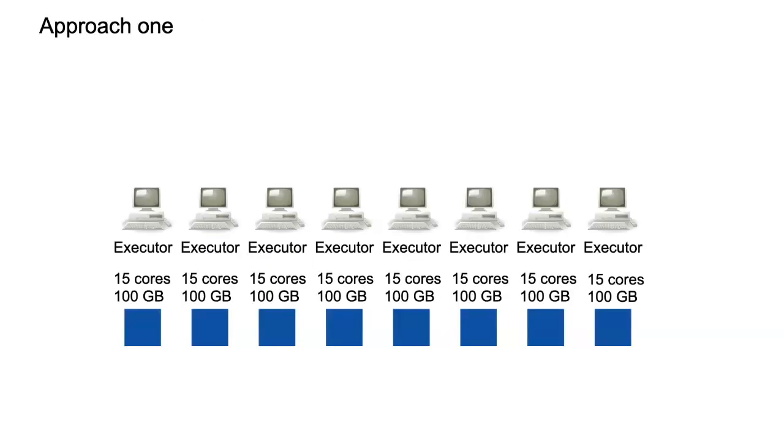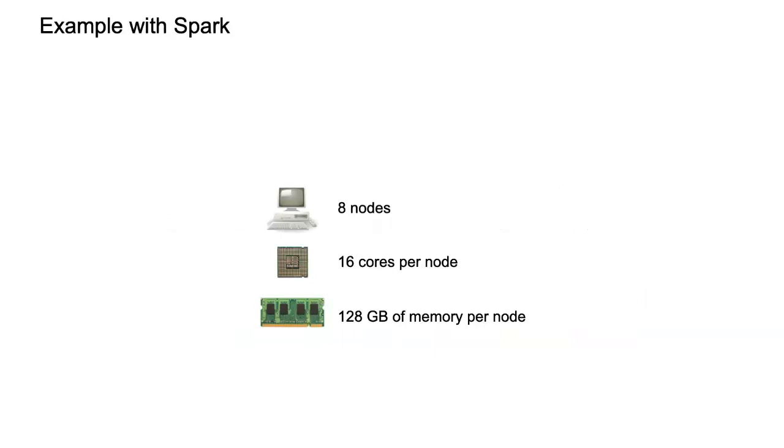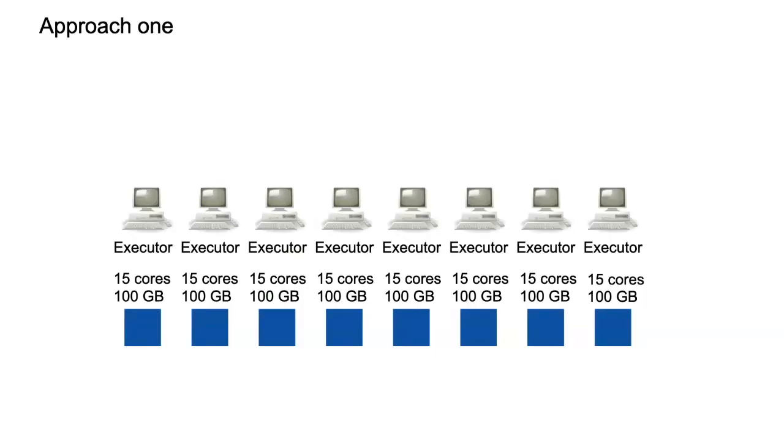So one possible strategy is to have one executor per machine. An executor is a container for Spark, remember? And I give it 15 cores. Why not 16? Because I want the machine to breathe a little bit. So only 15 out of 16. 100 gigabytes, again, less than the total to give a bit of air to the machine for the operating system and the rest to work.